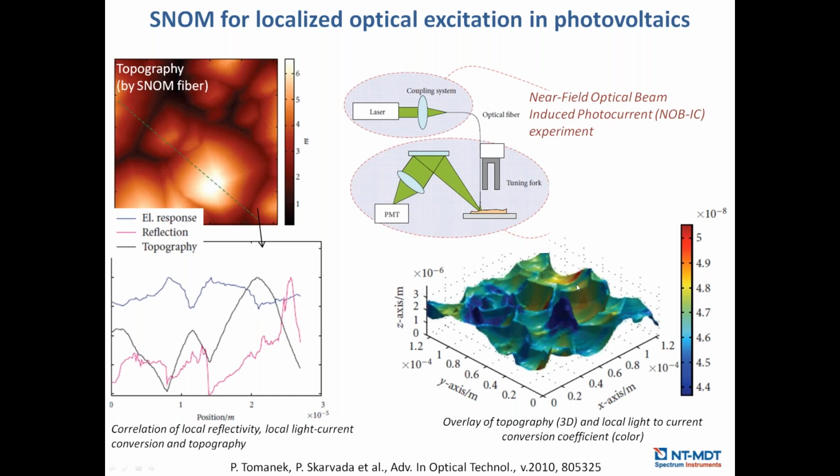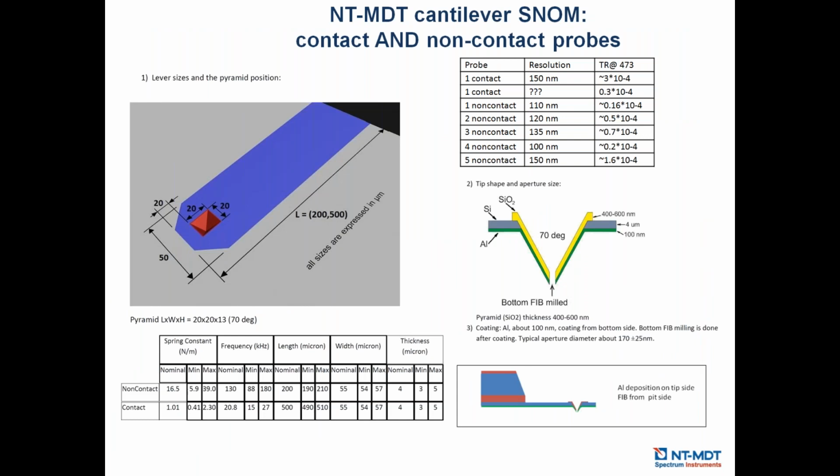So at some regions we can see there are quite strong photocurrent, and the blue regions correspond to smaller photocurrent, which can be caused by lower light-to-current conversion.